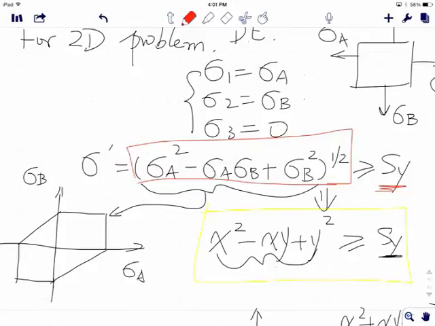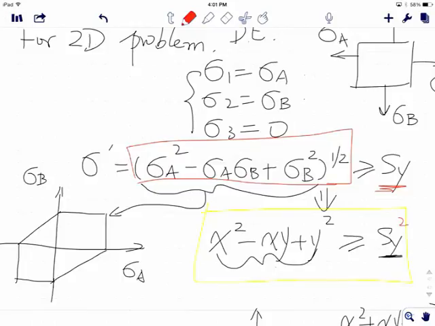Quick question, Dr. Lin. Is that x squared minus xy plus y squared supposed to be under a square root as well, or no? This thing? Yes. Sure, you can do this. You can do square on both sides.